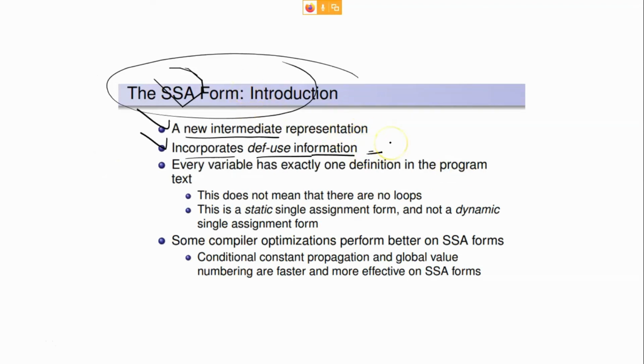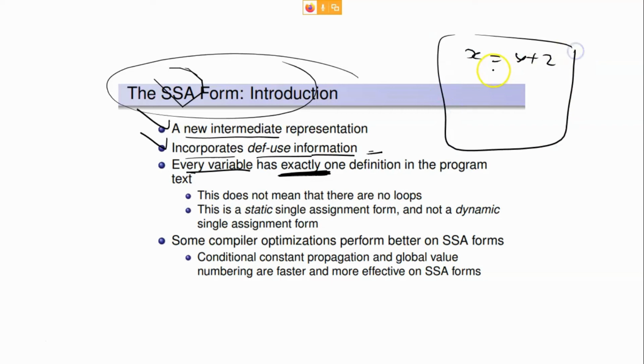In SSA, each variable has exactly one definition. Remember this thing. When we say exactly one definition, it means not less than one, not more than one. Don't make this mistake. For example, in the GATE exam, when you see this type of statement, let's assume they are giving this program, and they are directly starting from x equal to y plus z.